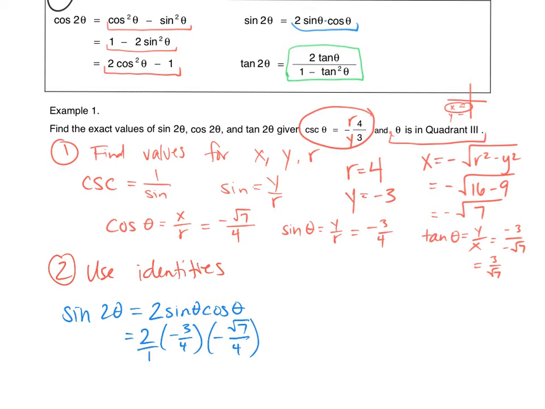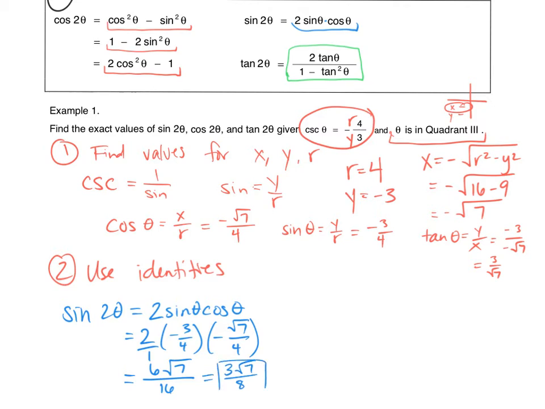If I remember that 2 is just 2 over 1, I can multiply all my numerators. 2 times 3 times √7 is 6 root 7. Again, the negative goes away because it's negative times a negative. And then the denominator is 1 times 4 times 4, which is 16, which I can further simplify because both the numerator and the denominator are divisible by 2. So when I do that, it becomes 3 root 7 over 8, which is my sine of 2 theta.